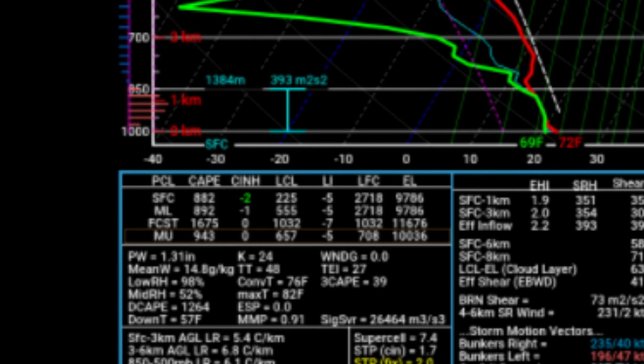Next is lapse rates. These measure how fast the air temperature drops with height. In this example, the lapse rates are around -5 at the surface, which is good instability. Finally is LFC. LFC stands for level of free convection, and it shows how high up storms will form.